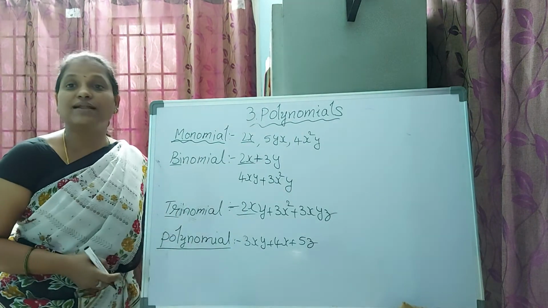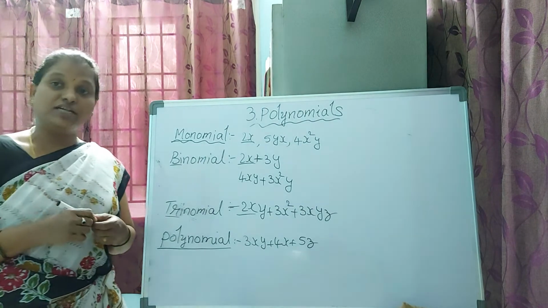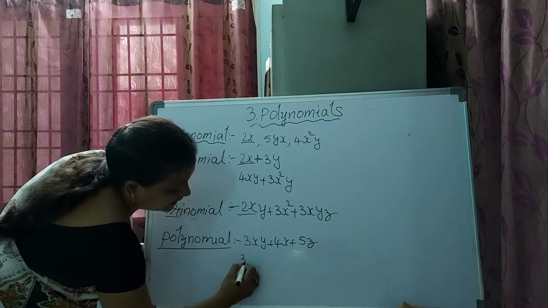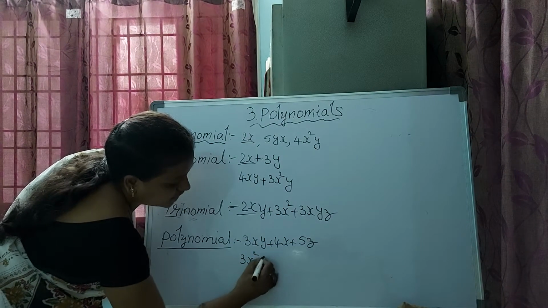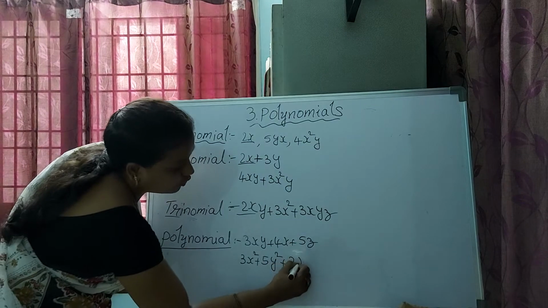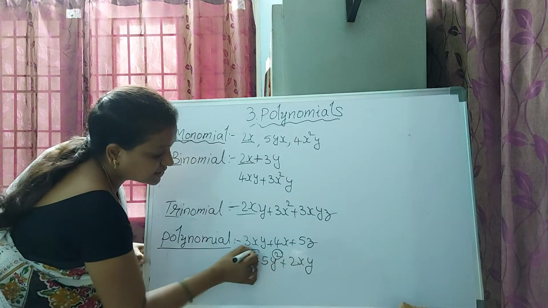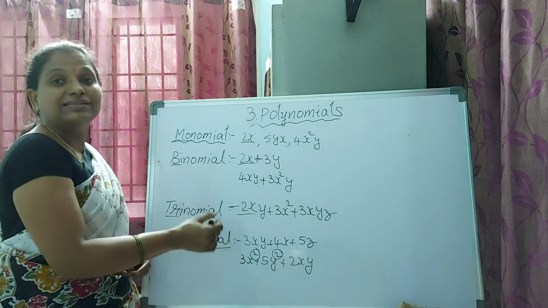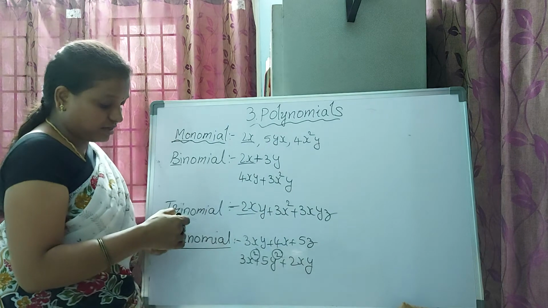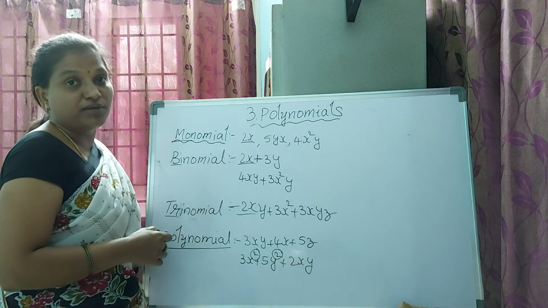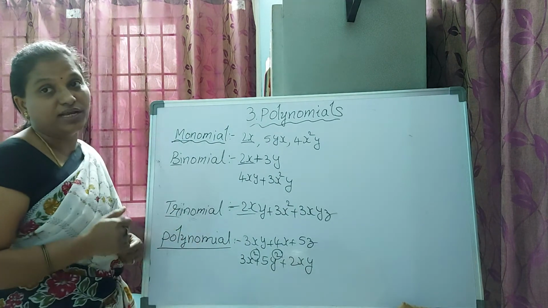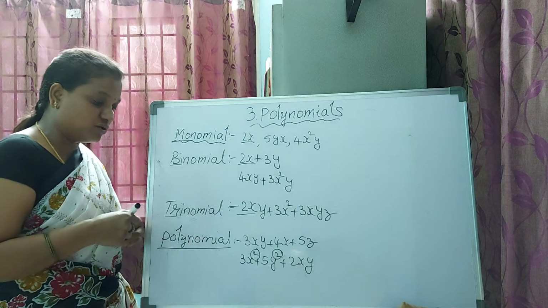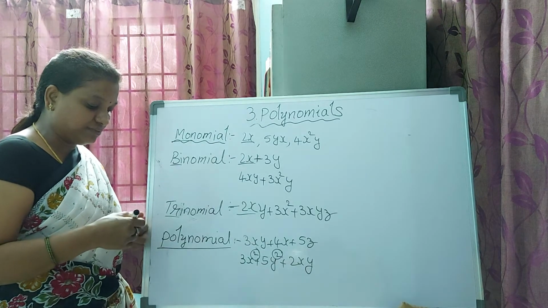For polynomial there is another definition. The powers, see the powers, for example 3x square plus 5y square plus 2xy. See, the powers should be only positive. If the powers are positive and the number of terms is more than one monomial, we can call it a polynomial. Okay. Multinomial means three or more than three terms, we call it a multinomial.